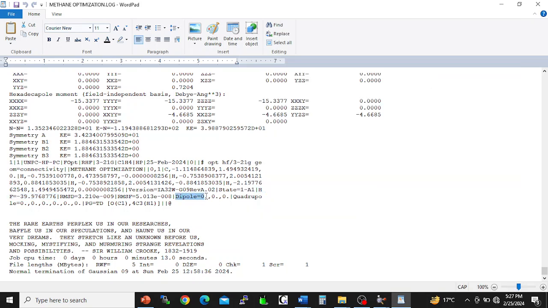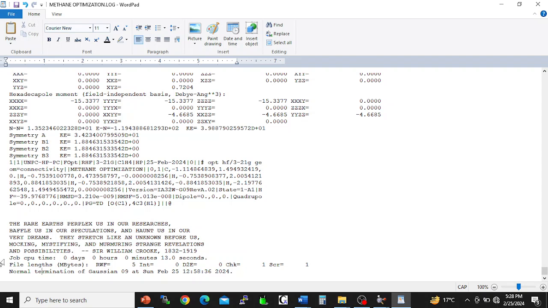And beyond this, you have dipole, quadrupole, and that's it. The good thing is at the end of this log file, you see sometimes beautiful quotes there. And down here, you can see how much time is taken. The time taken is 13 seconds. And finally, it gives the normal termination of Gaussian. If you see the normal termination keyword here, it means your job is run successfully.